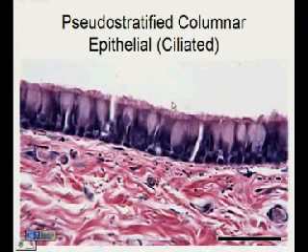Now, this is pseudostratified columnar epithelial tissue, ciliated. Let me repeat that. Pseudostratified columnar epithelial tissue, ciliated. Now, pseudostratified columnar epithelial tissue is located in two locations. One in the respiratory tract, say the trachea, or two in the male or female reproductive system. Remember that the cilia are surface appendages primarily responsible for moving substances across its surface.